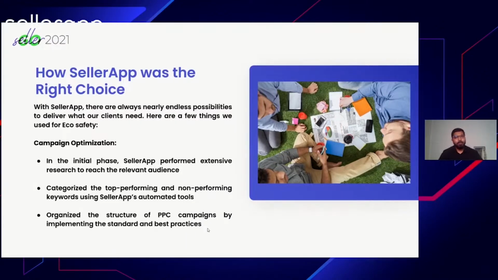This usually is a B2B product, so it was quite challenging to identify relevant consumers on Amazon for something like this. Post that, we did a thorough keyword analysis and categorized the non-performing and top-performing keywords using SellerApp's automated tools. Then, of course, we completely revamped and restructured the existing campaigns and organized them using the best practices that we've developed here at SellerApp.